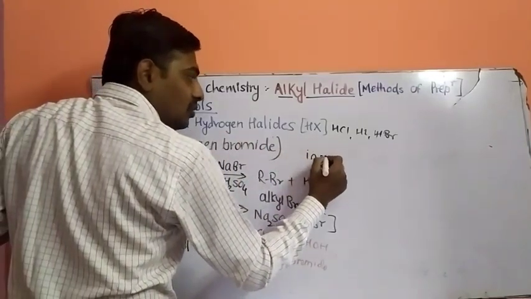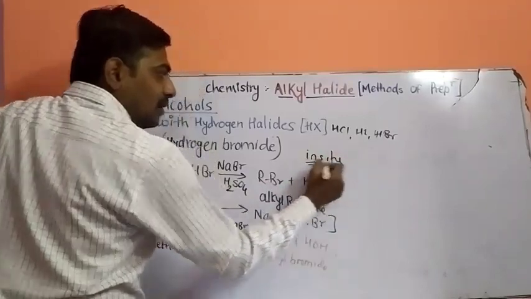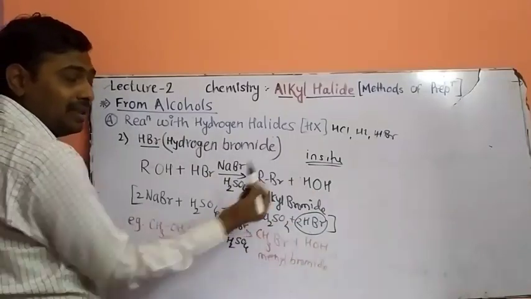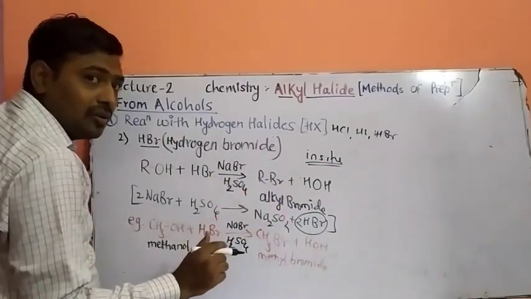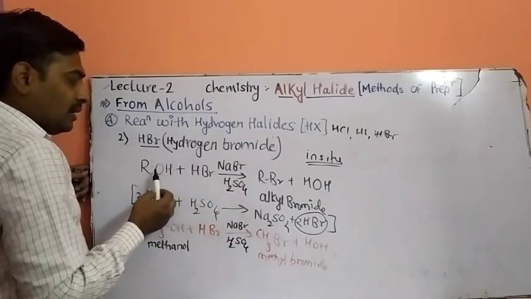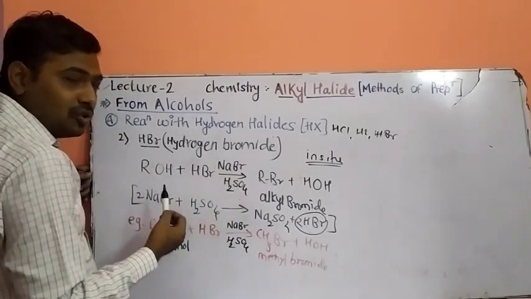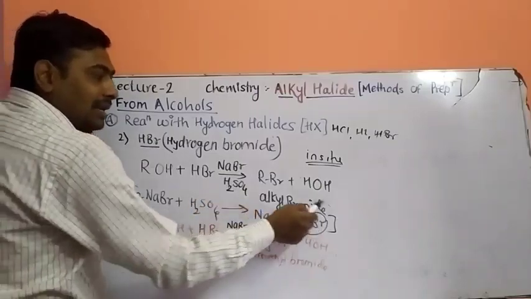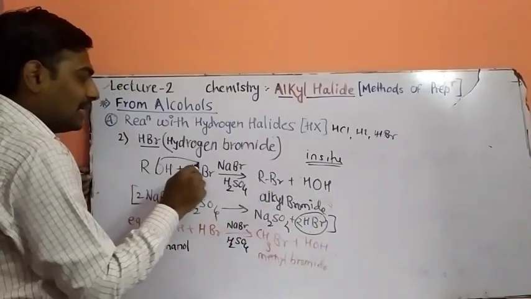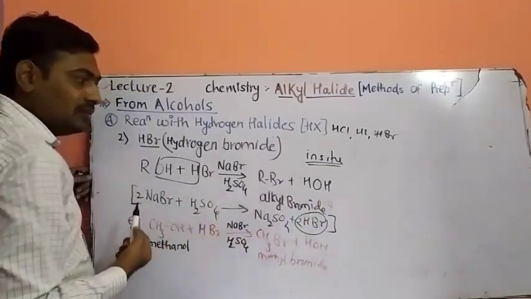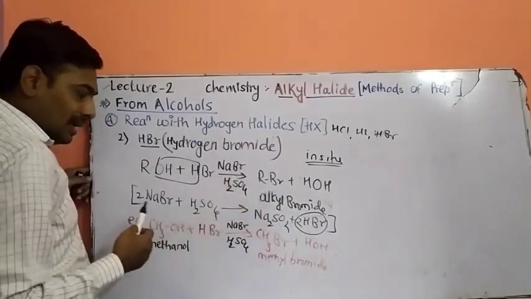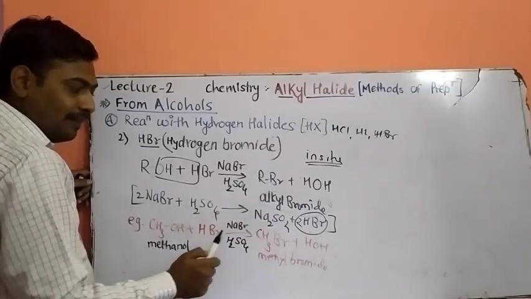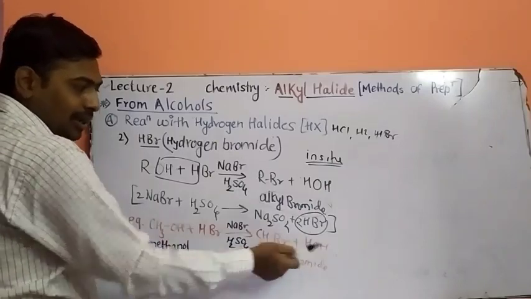What is meant by in situ? In situ means a reagent which is prepared in the middle of the reaction and utilized in the reaction at that time. So when alcohol is reacted with NaBr in presence of H2SO4, HBr is prepared in situ and gives alkyl bromide as the main product, with a water molecule as a byproduct. See the example. When methanol reacts with HBr, it gives methyl bromide plus a water molecule.